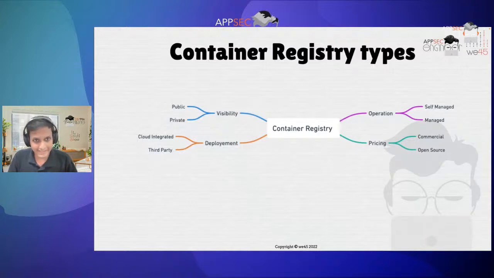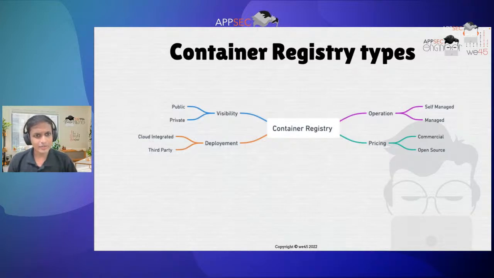Then you also have pricing. If you want the commercial variant, for something like AWS ECR, you would have to pay a certain sum of money in order to store images and scan images and so on. Or if you want to opt for an open source project, you can deploy it on your own environment, and you can essentially use that for free.